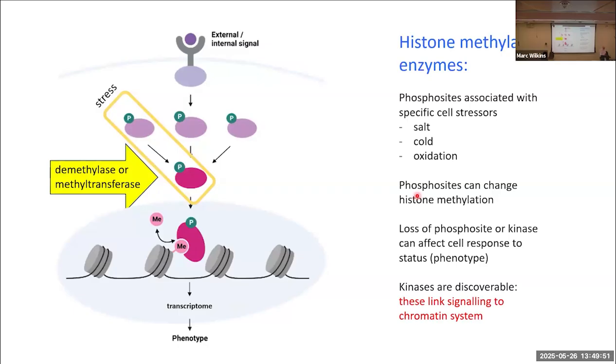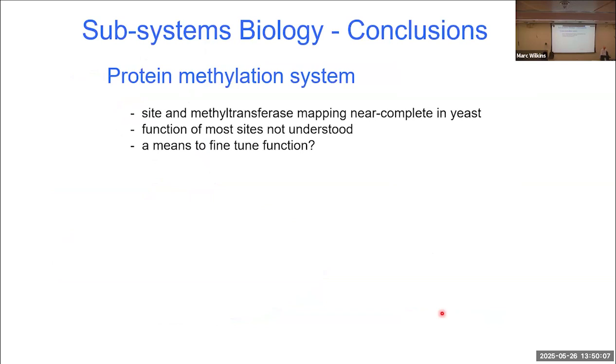Okay, so I think we've been through this. We found phosphosites associated with stresses. Phosphosites can change histone methylation. Loss of the sites can affect phenotype, and kinases are discoverable, linking the signaling to the chromatin system. But just more broadly, I mean, subsystems biology, so our protein methylation system, we have our sites of methylation, our methyltransferase mapping, we think it's near complete. Function in most sites not understood.